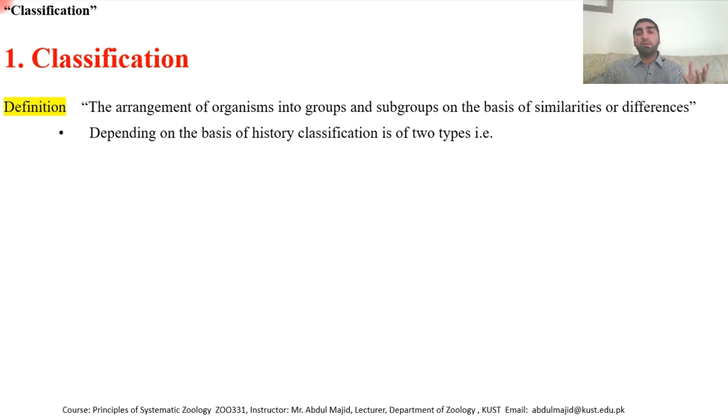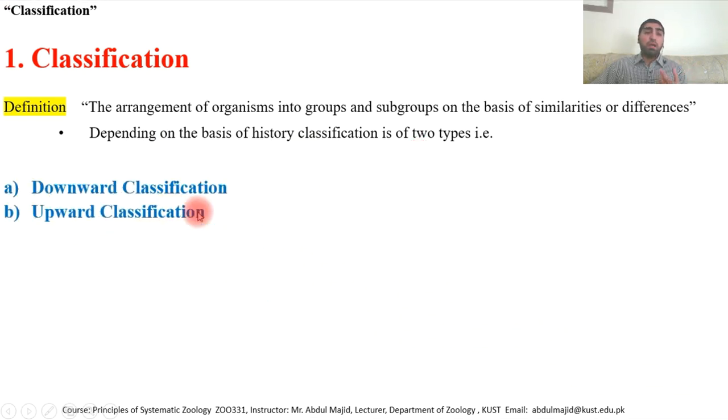For example, if certain species have similar characteristics, we place them in one group, and other species which have similar characteristics we place in another group. Why do we place them in different groups? Because they have different characteristics. And why do we keep them in one group? Because they have similar characteristics. Now, on the basis of the history of classification, classification is of two types: downward classification and upward classification.